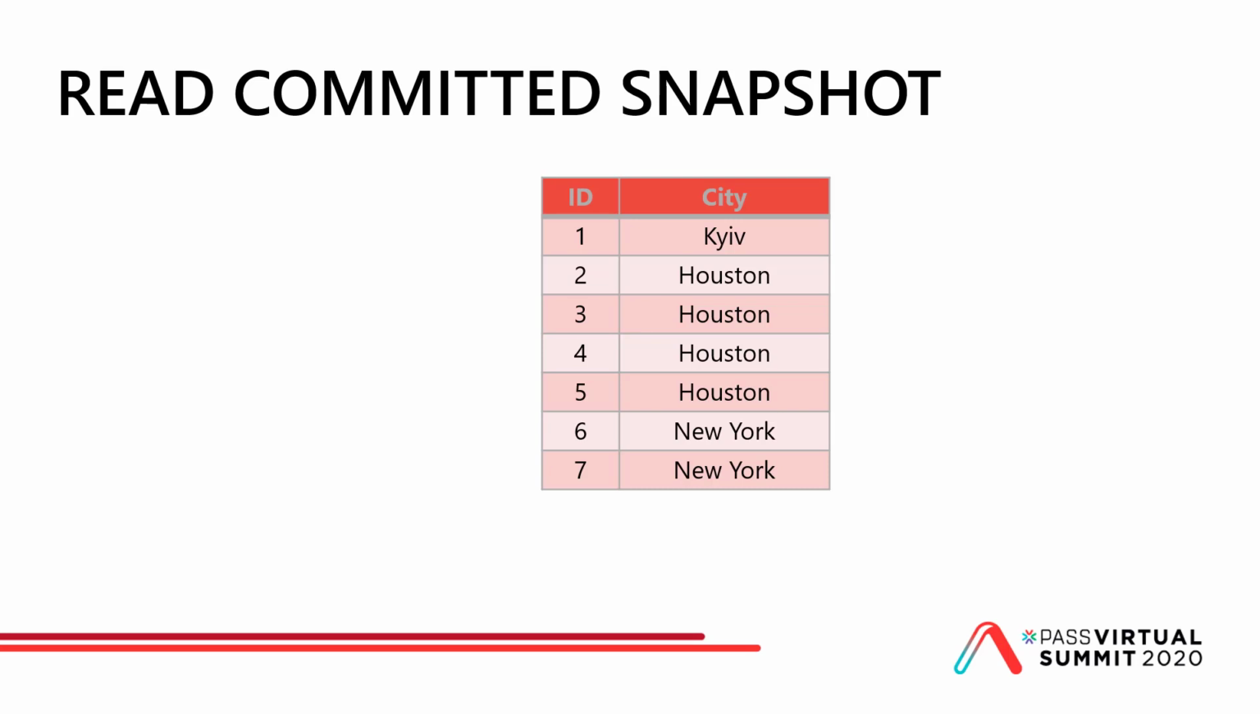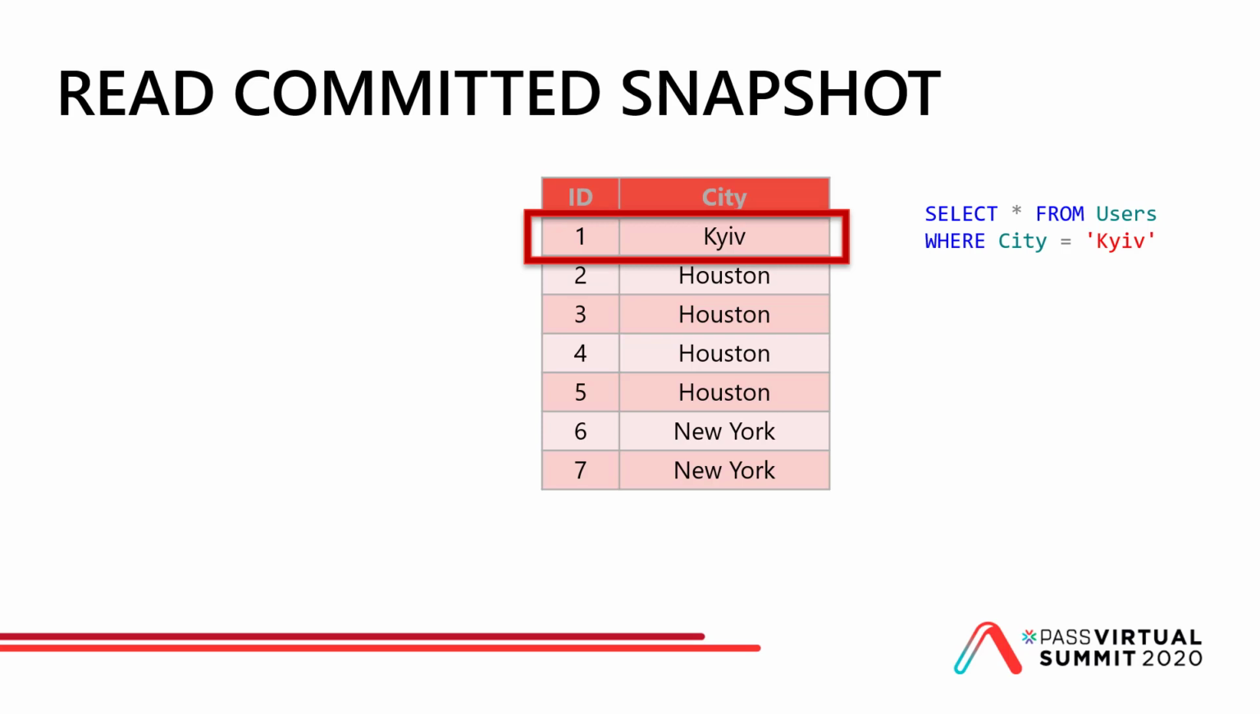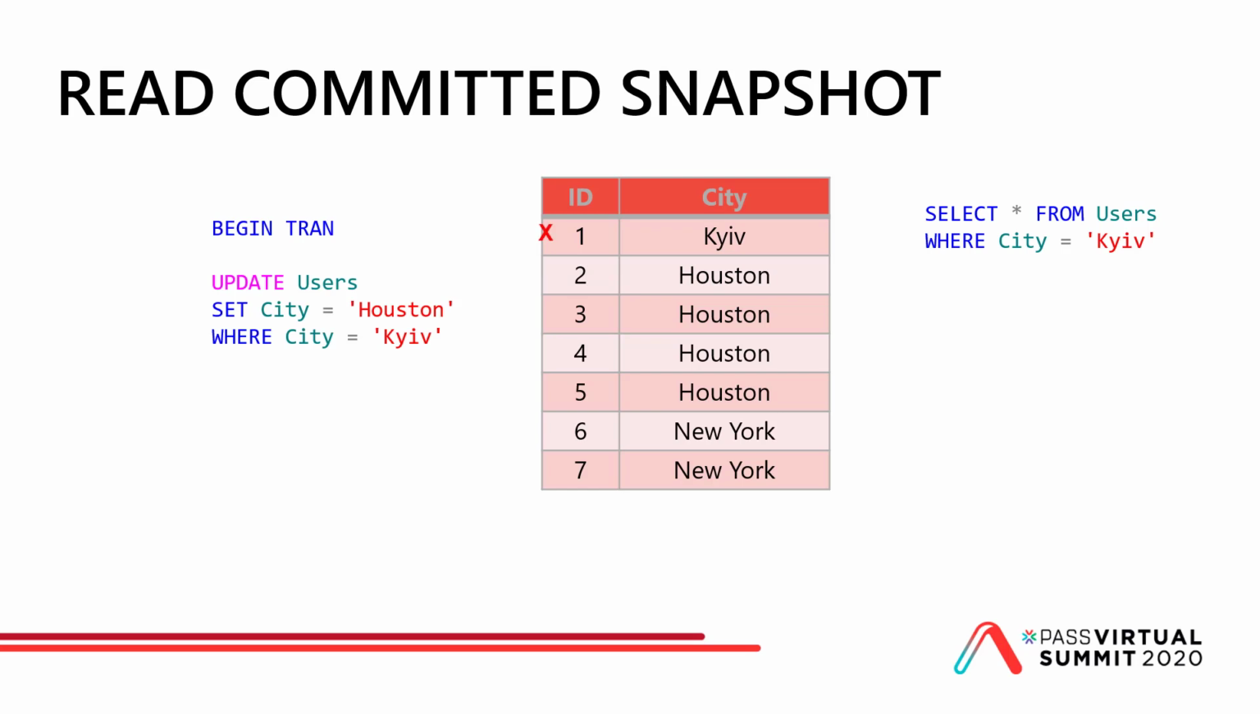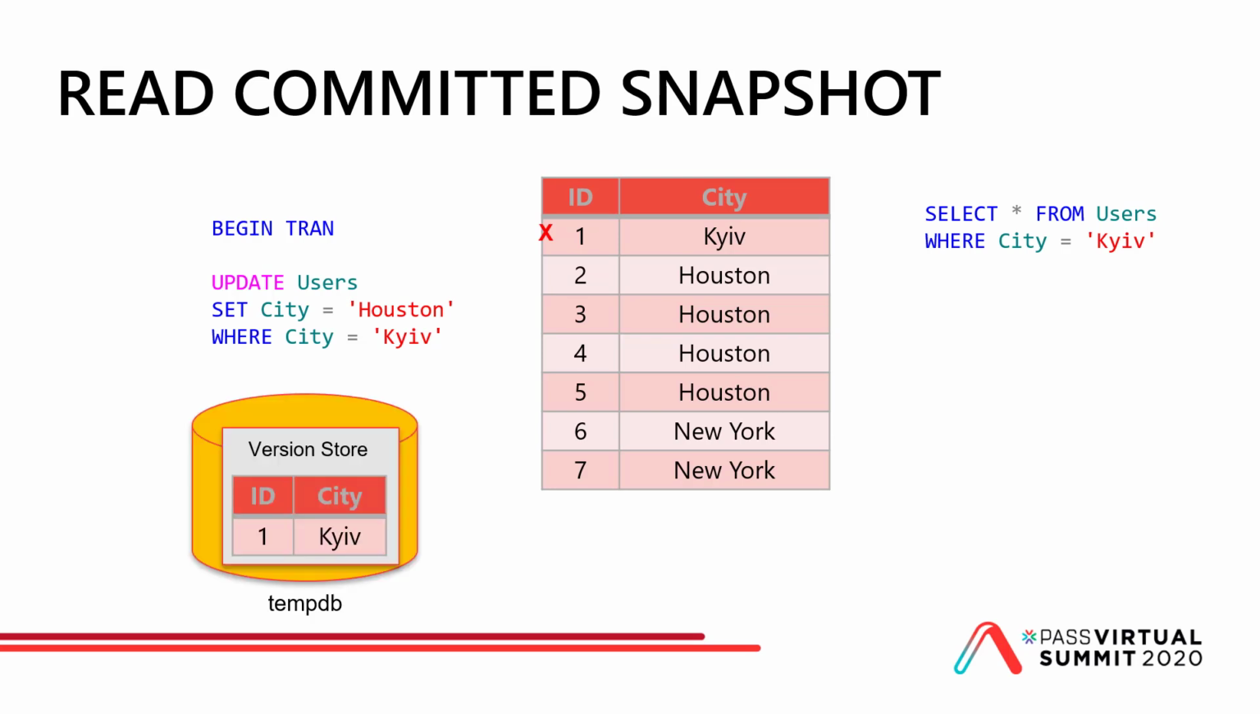So with read committed snapshot, SQL Server will not use shared locks for reading data. If I select stuff from users where city equals Kyiv, I will select this row without putting a shared lock on it. Even if another session updates this row, I will be able to read, but not this particular row, I will be able to read the previous version of this row.